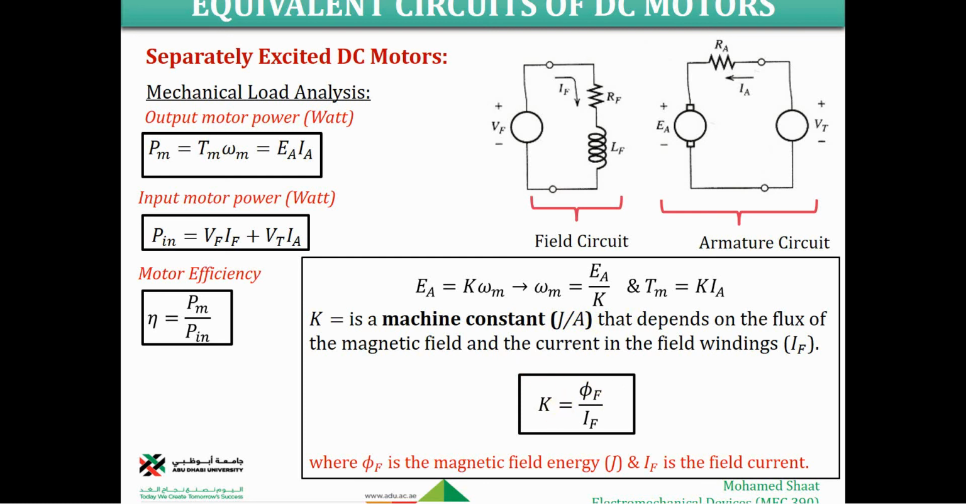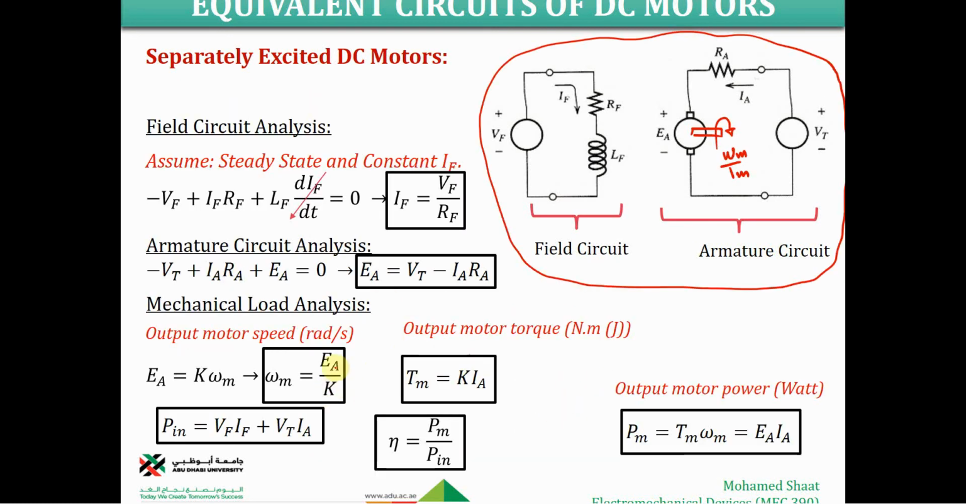Then if you plug the motor constant into this equation with EA that you get from the armature circuit analysis, you can simply end up with the speed of rotation of the motor. Also the torque is going to be the same K, but times the armature current that will be given to you, or you can calculate it, it depends. You're going to end up with the torque of the electrical motor, how much it is.